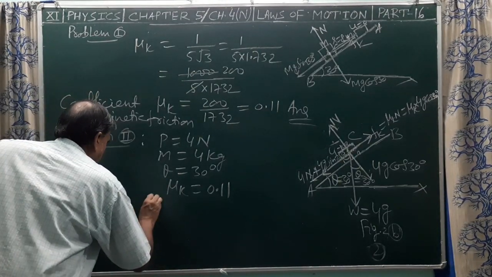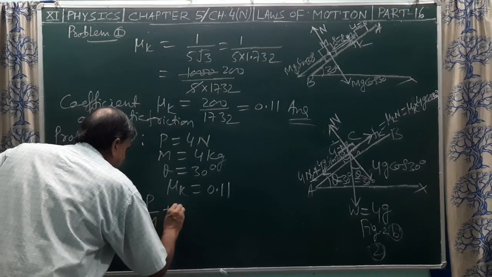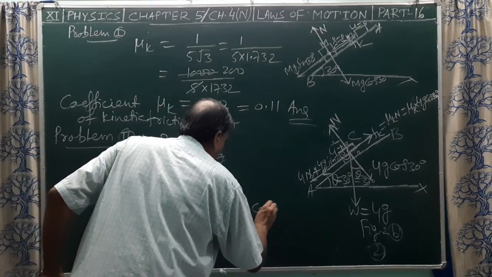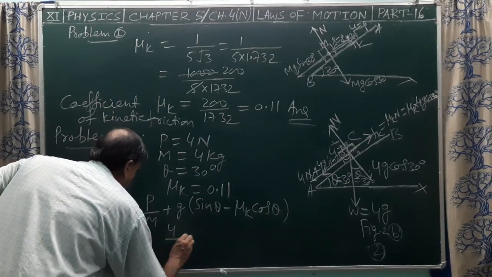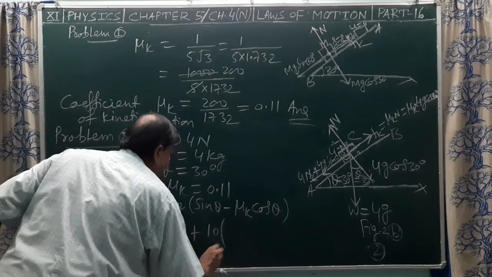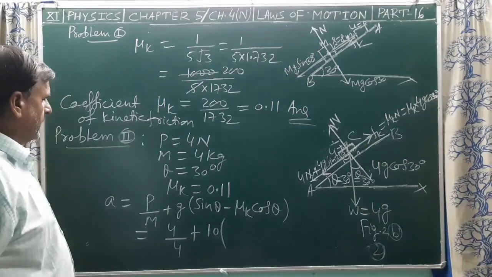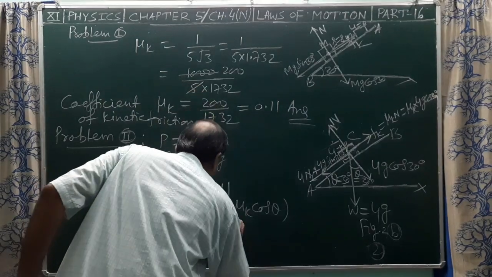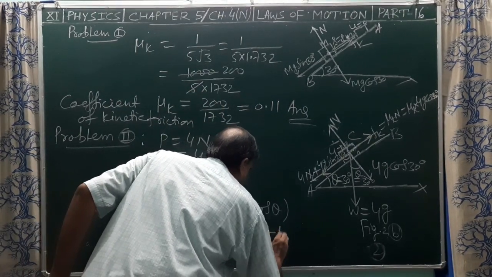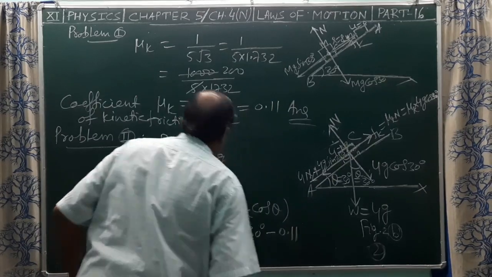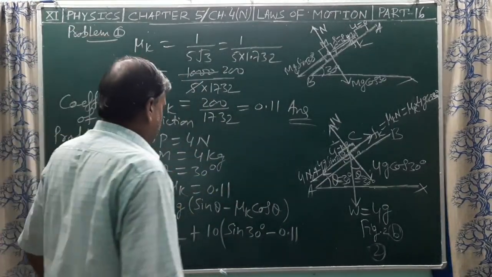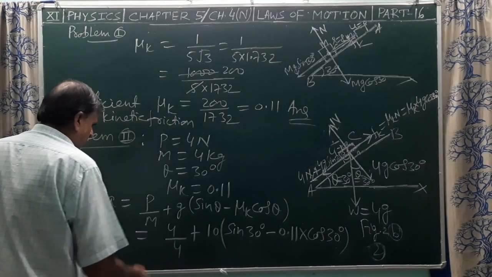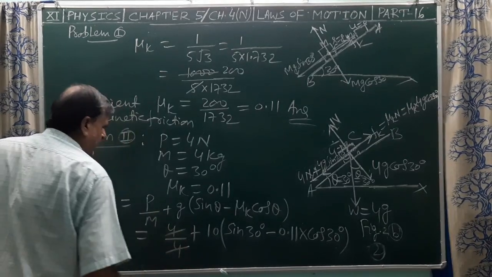So A is equal to, formula we have obtained already, P upon M plus g sin theta minus mu k cos theta, and P is 4 Newton, mass is also 4, g is 10. We have taken in the previous problem g equal to 10 meter per second square, and it is now sin 30 degree minus mu k is now 0.11. We have obtained in the previous problem, and this problem is related to the previous problem, and 0.11 into cos 30 degree, and 4 by 4, that is external force is 4, mass is 4, it will cancel out, it is 1.